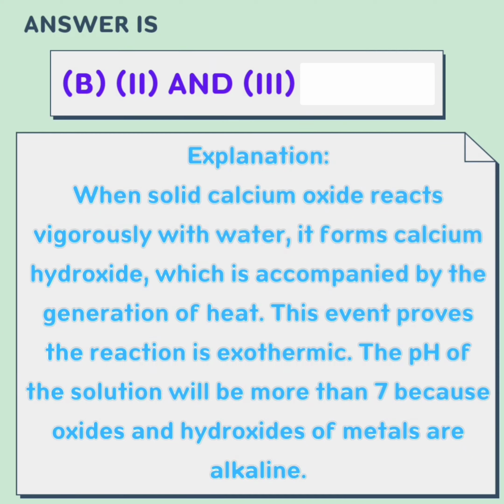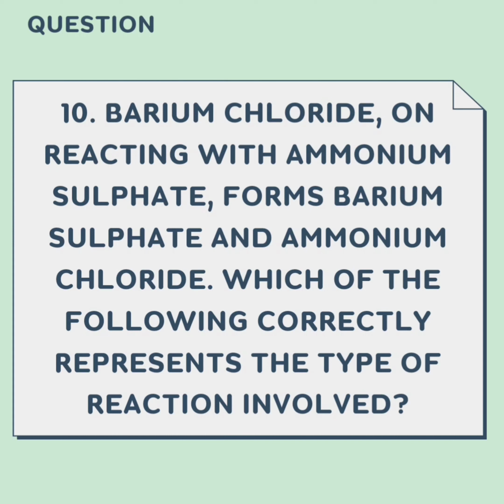the generation of heat. This event proves the reaction is exothermic. The pH of the solution will be more than 7 because oxides and hydroxides of metals are alkaline. 10. Barium chloride, on reacting with ammonium sulfate, forms barium sulfate and ammonium chloride. Which of the following correctly represents the type of reaction involved?